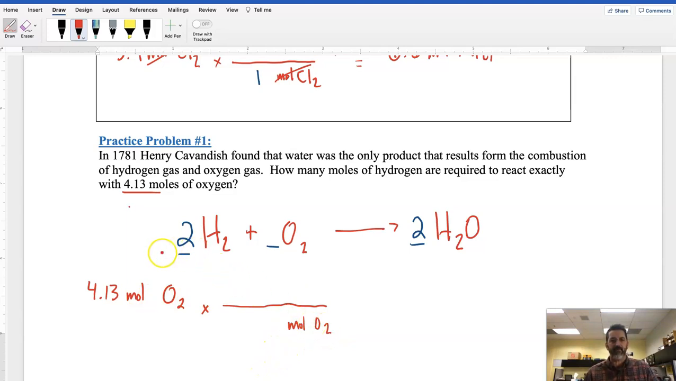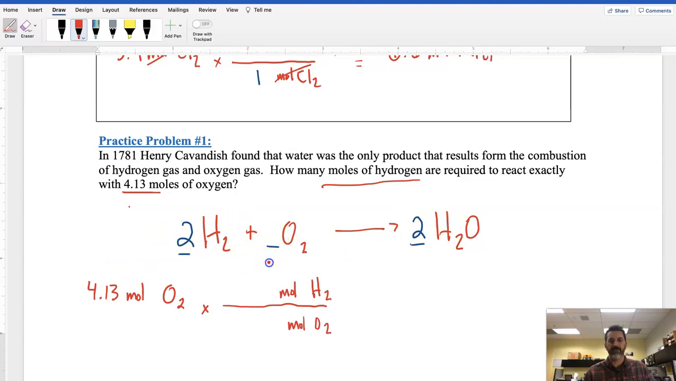Now I just need to figure out what it is asking me to find. How many moles of hydrogen? So that is what I'm trying to get to. So I'm going to put moles of hydrogen on the top. And again, I need some sort of mole ratio. Where's that going to come from? It's going to come from the recipe, or the balanced chemical equation.